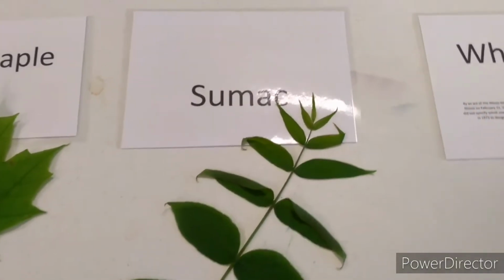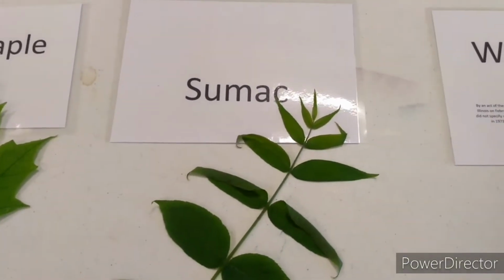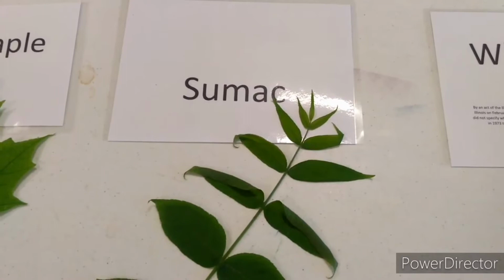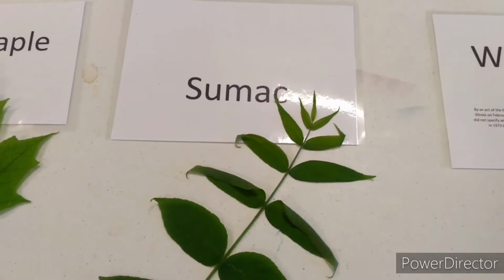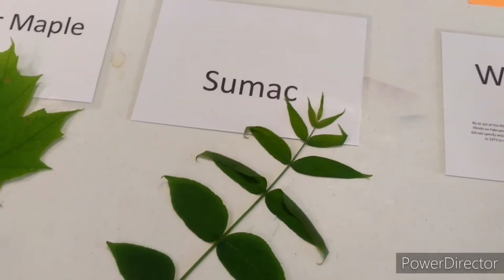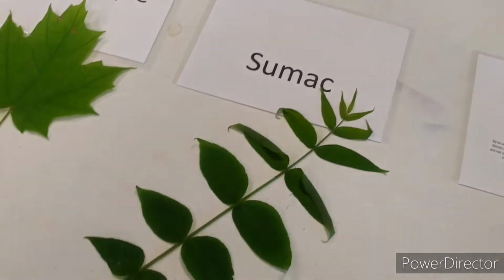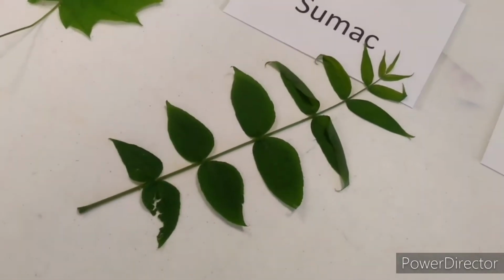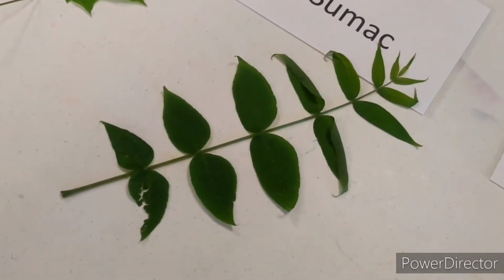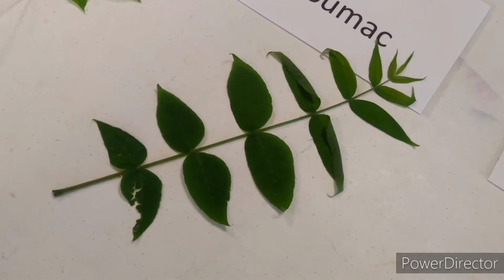Lastly, I wanted to point out sumac. Sumac is a transitional tree. You'll find it along roadsides and where prairie or open spaces begin to go into forested areas. So you'll see this one a lot.